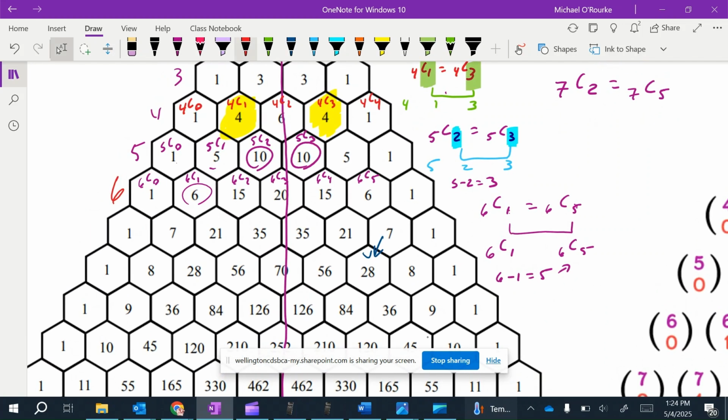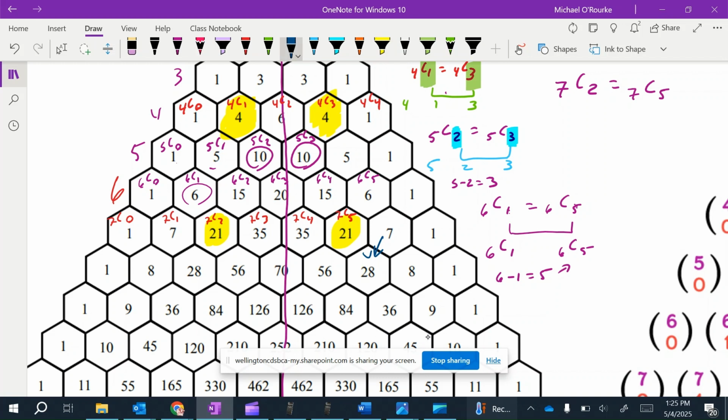So if I go to 7 here, I should be able to figure this out. That's 7C0, 7C1, 7C2, 7C3, 7C4, 7C5. So 7C2 is right here, 21. If I go to 7C5, boom, they're equal.